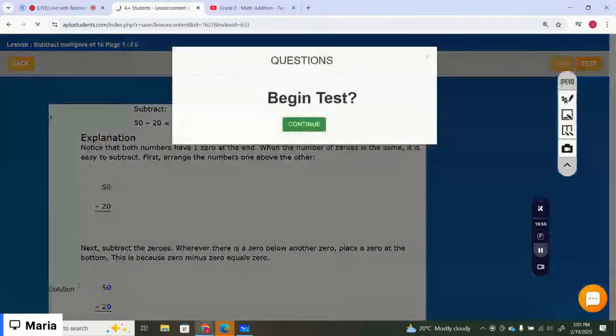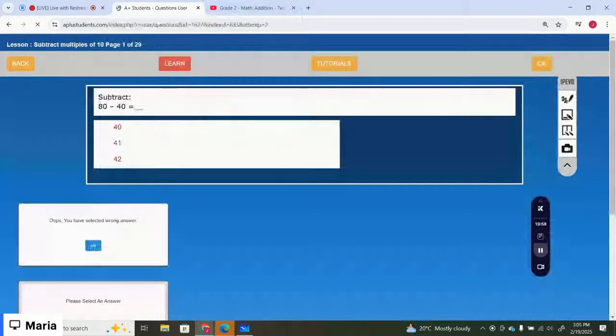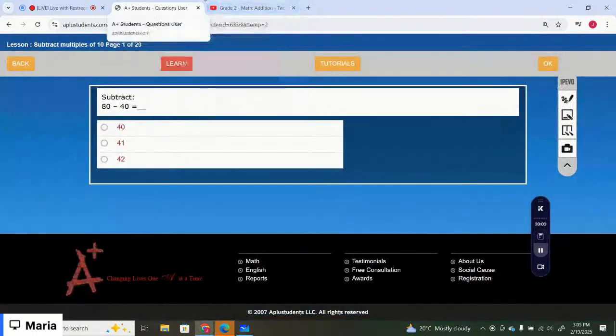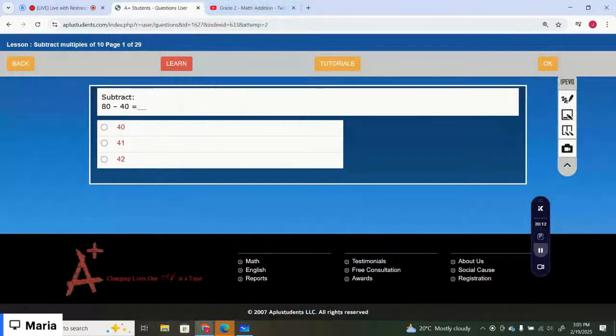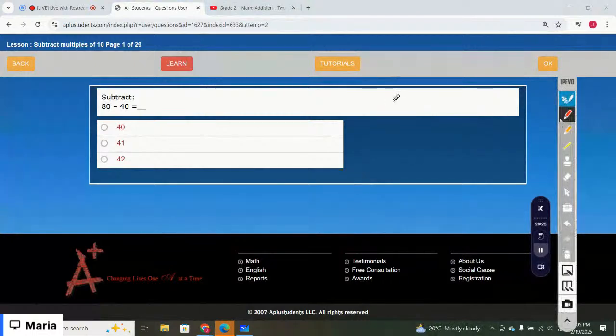Let's just start with the test questions. Eighty take away 40, which is the correct option? Just write them down one above the other. Both the numbers have exactly one zero. Subtract the ones, 0 take away 0 is 0, and 8 take away 4 is 4.